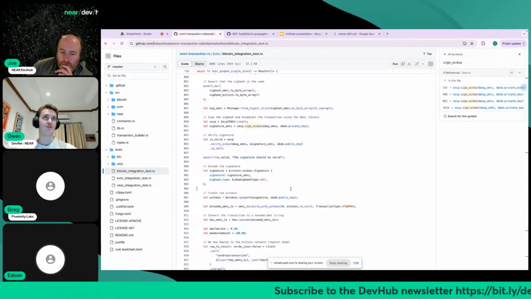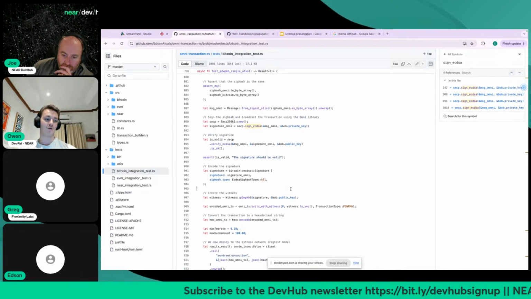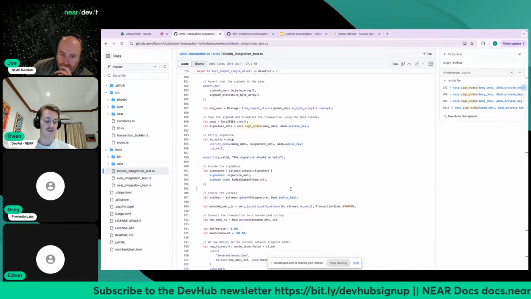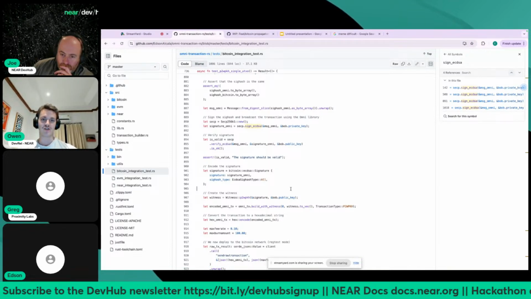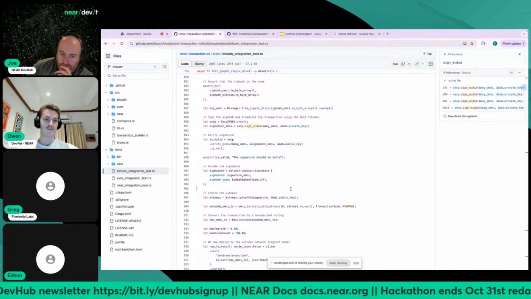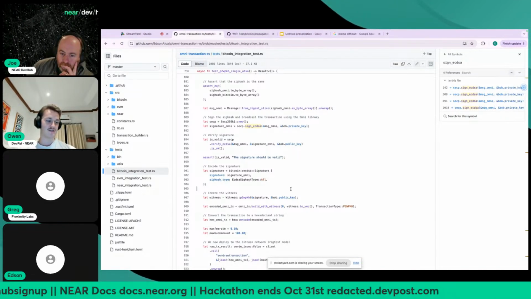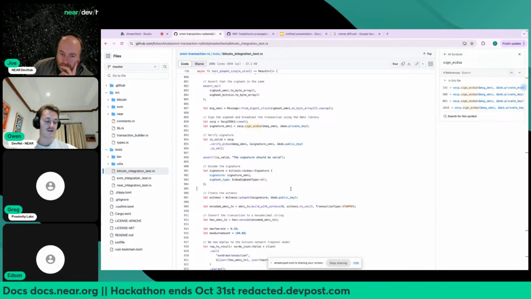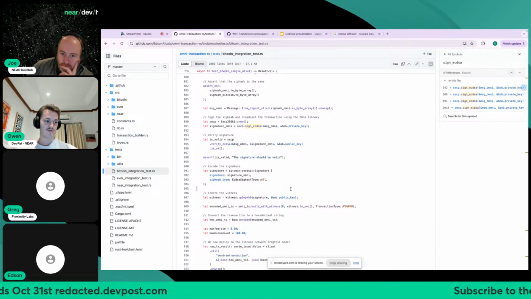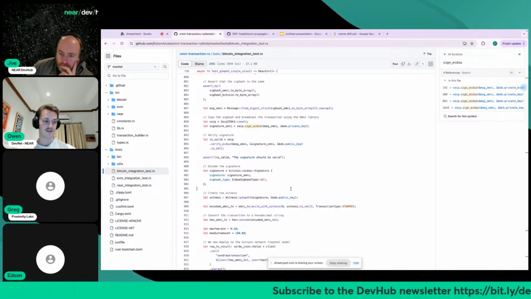And so are you suggesting that when people are developing in a local environment, they can safely assume and use the local private key in their testing, and then once it's ready and they're ready to test it on testnet or something, they go ahead and use the MPC?